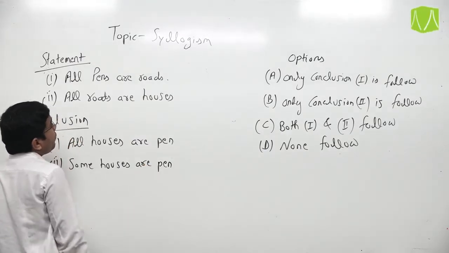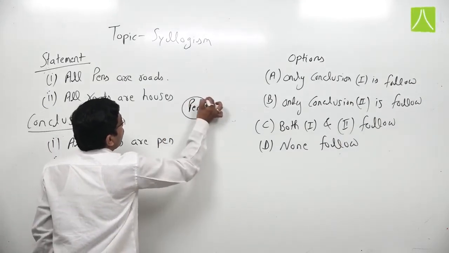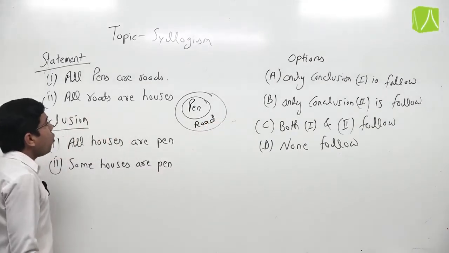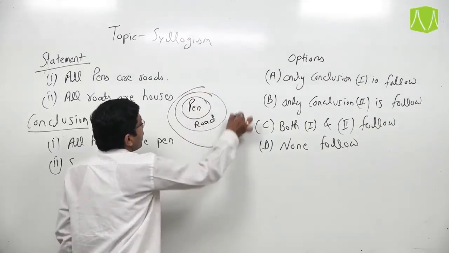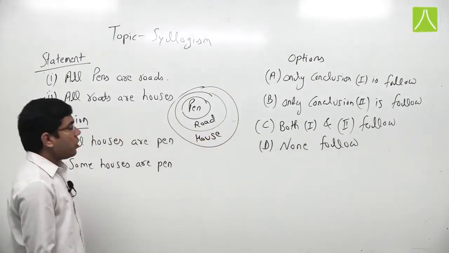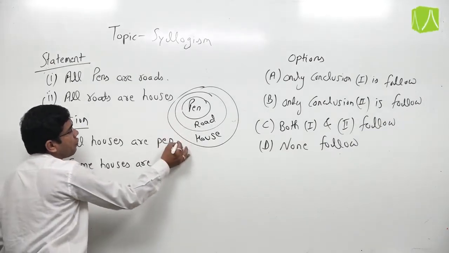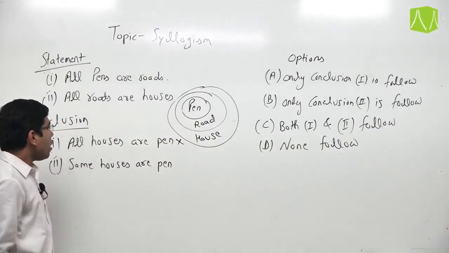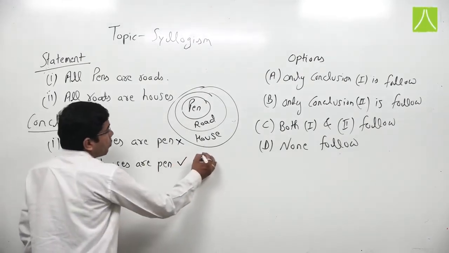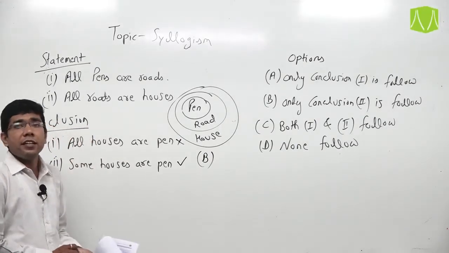Now for this we make a basic diagram. All pens are roads, and all roads are houses, so the diagram should be just like this. Now on the basis of this diagram, all houses are pens is wrong. Some houses are pens is obviously correct. So for this question our answer should be option B, only the second conclusion follows.